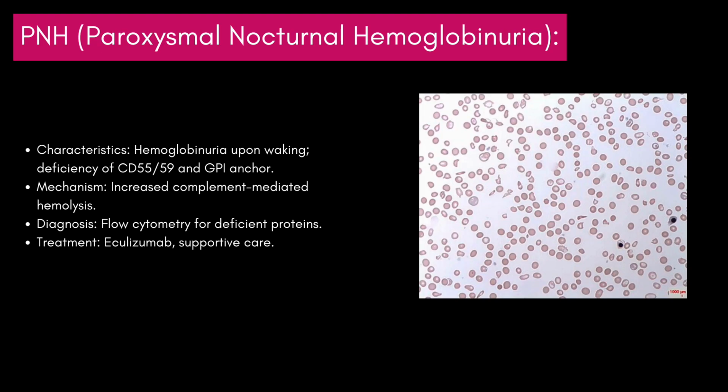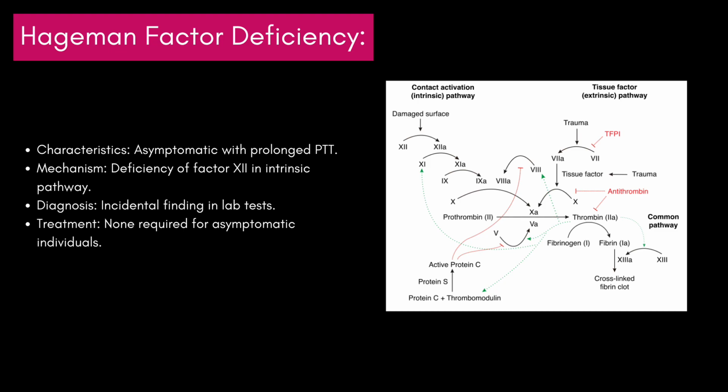Let's take a look at PNH, also known as paroxysmal nocturnal hemoglobinuria. Characteristics: hemoglobinuria upon waking, deficiency of CD55 or CD59 and GPI anchor. Mechanism: increased complement-mediated hemolysis. Diagnosis: flow cytometry for deficient proteins. Treatment: eculizumab, supportive care. Let's take a look at Hageman factor deficiency.